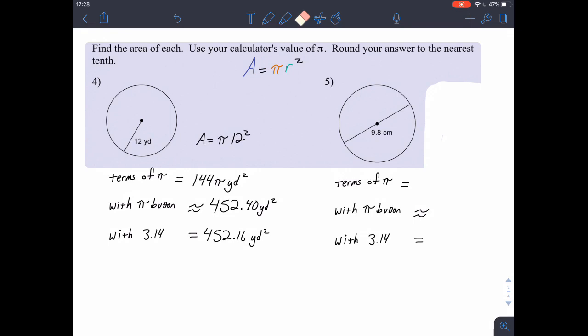If we needed to calculate more specifically with our pi button, we would get 452 4/10 yards squared, or if we rounded pi to 3.14, we would get 452 16/100 yards squared.